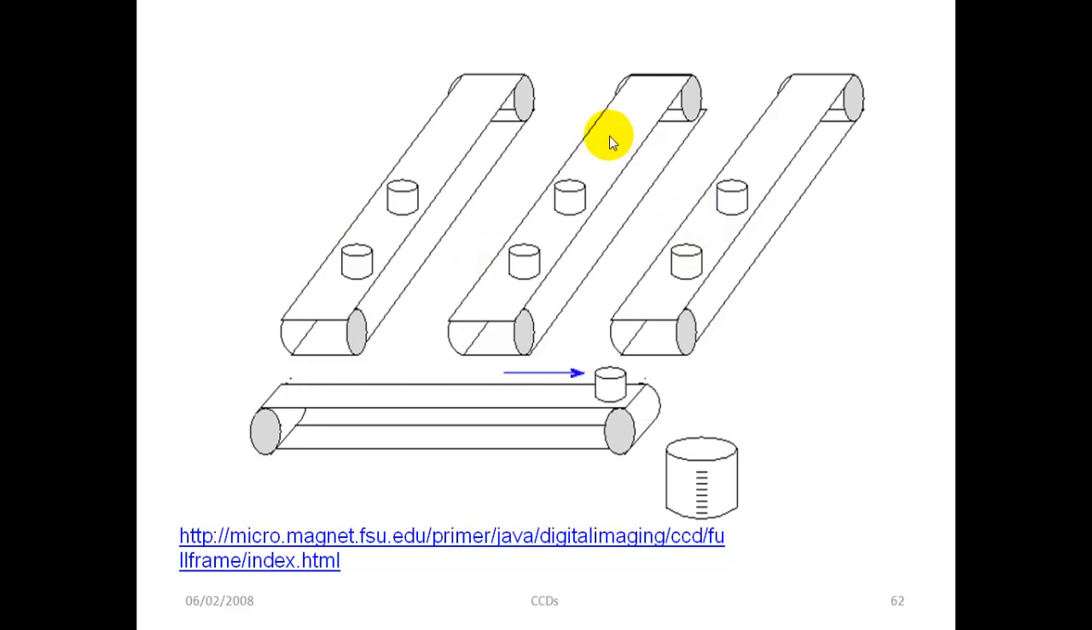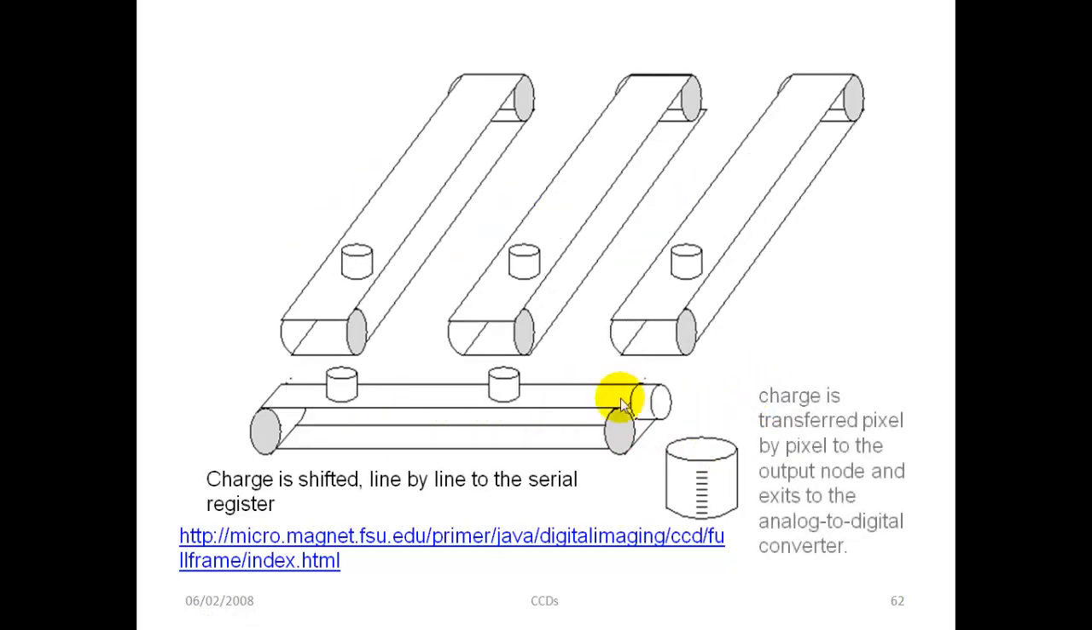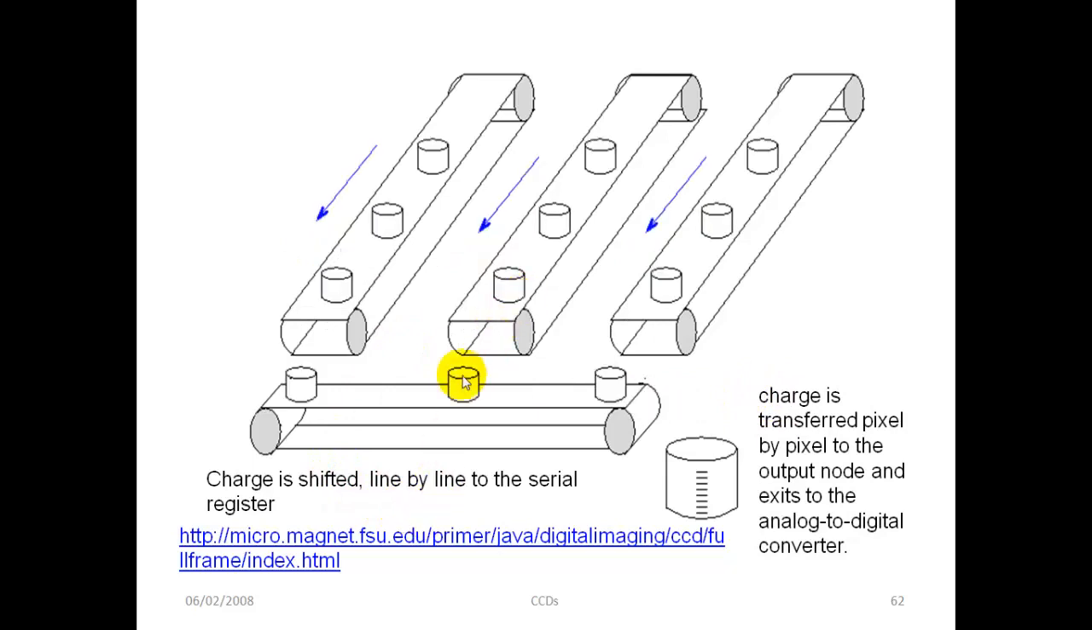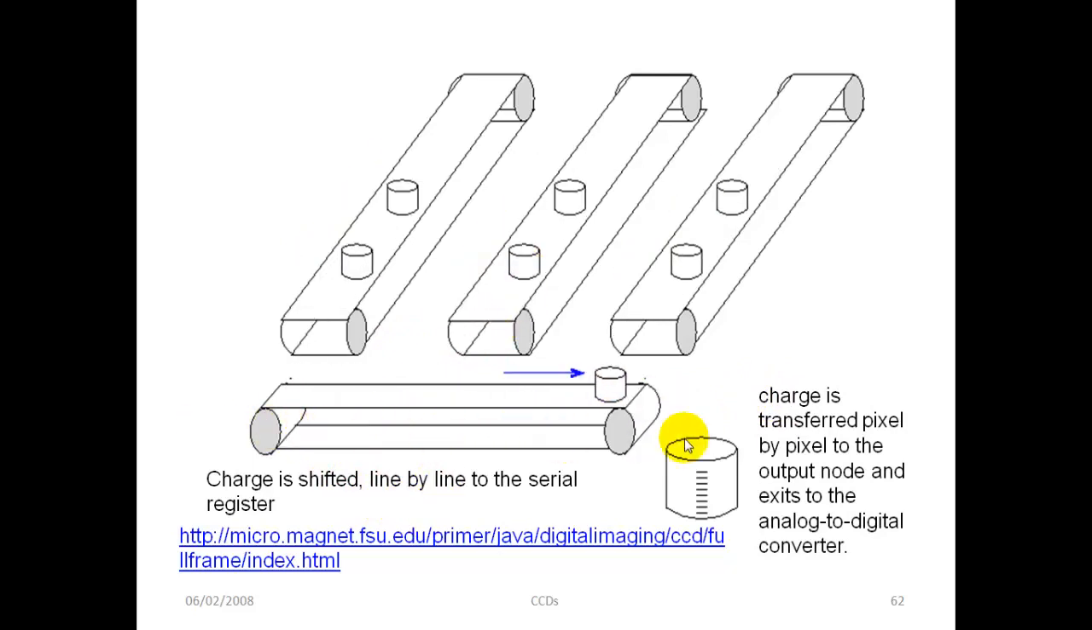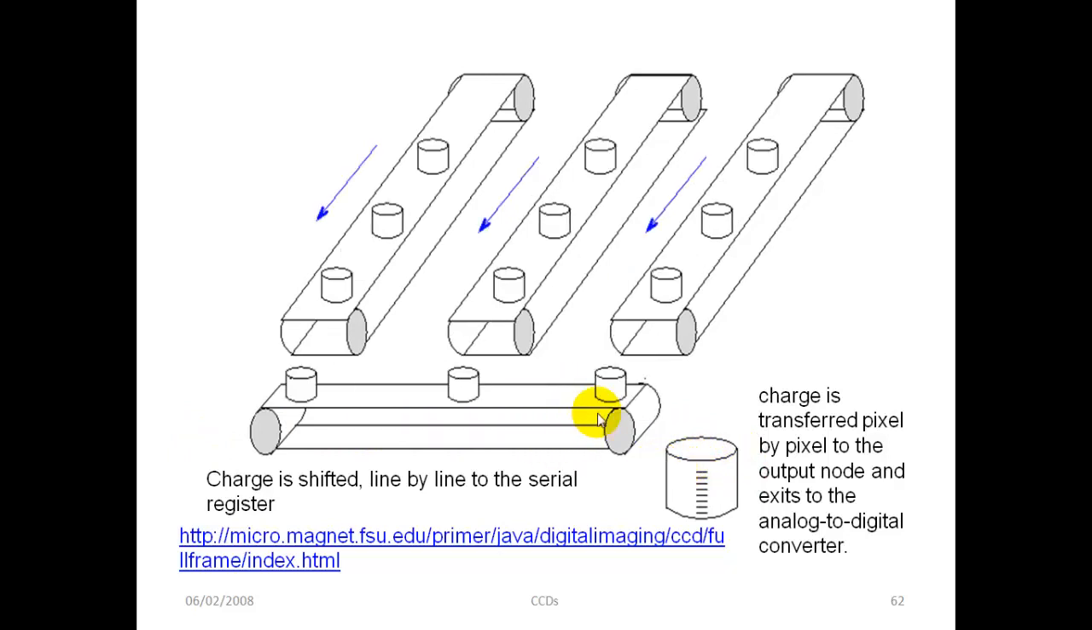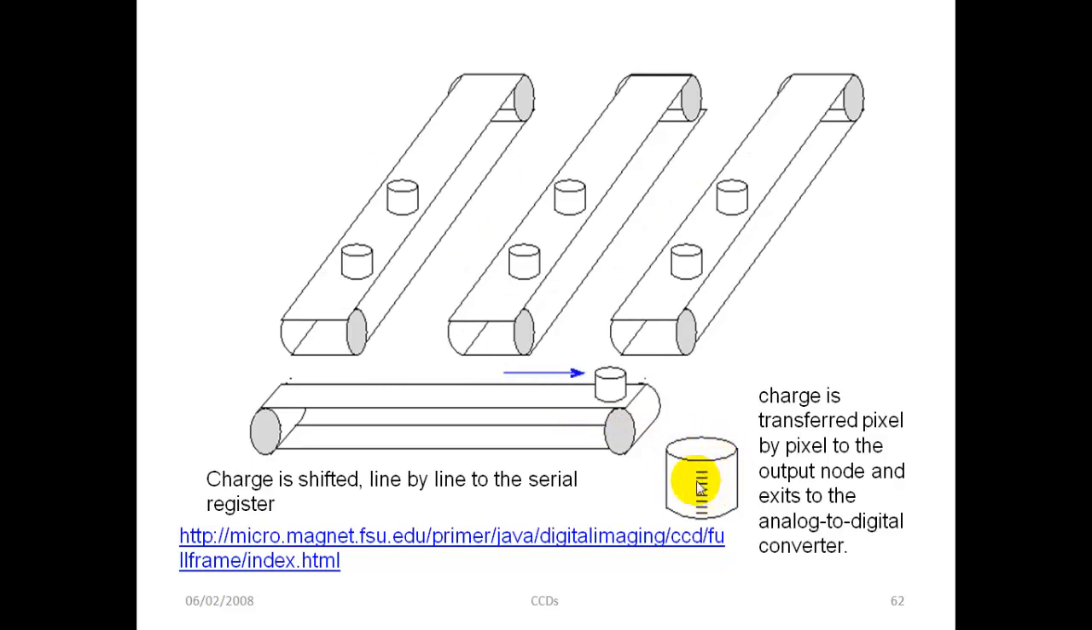And this is an animated GIF showing the same thing. All the buckets move down, and then there's a horizontal register here where the content of each bucket is measured, is weighed. As charge is shifted line by line to the serial register, this is called the serial register, and then the charge is transferred pixel by pixel to a device that measures it, a voltmeter of some kind. Then this voltage is turned into a digital value.